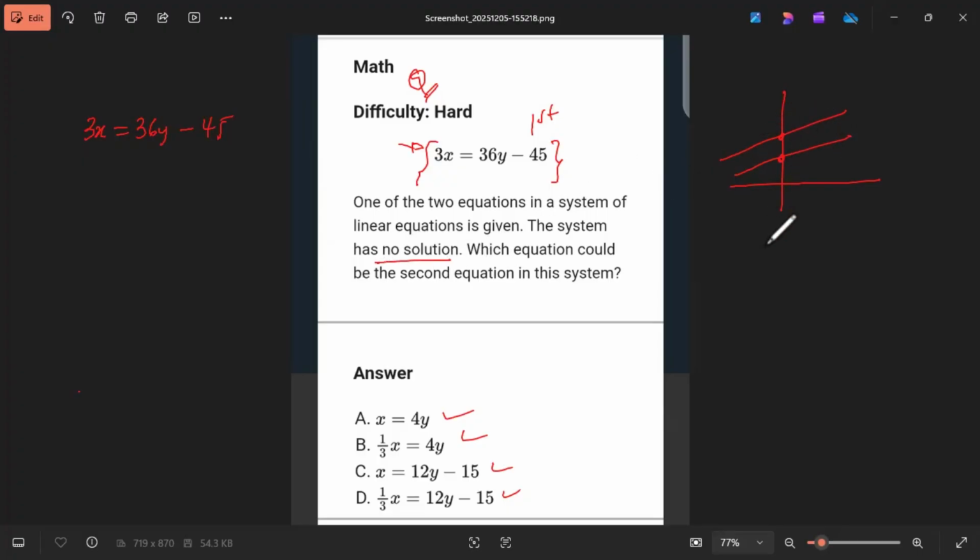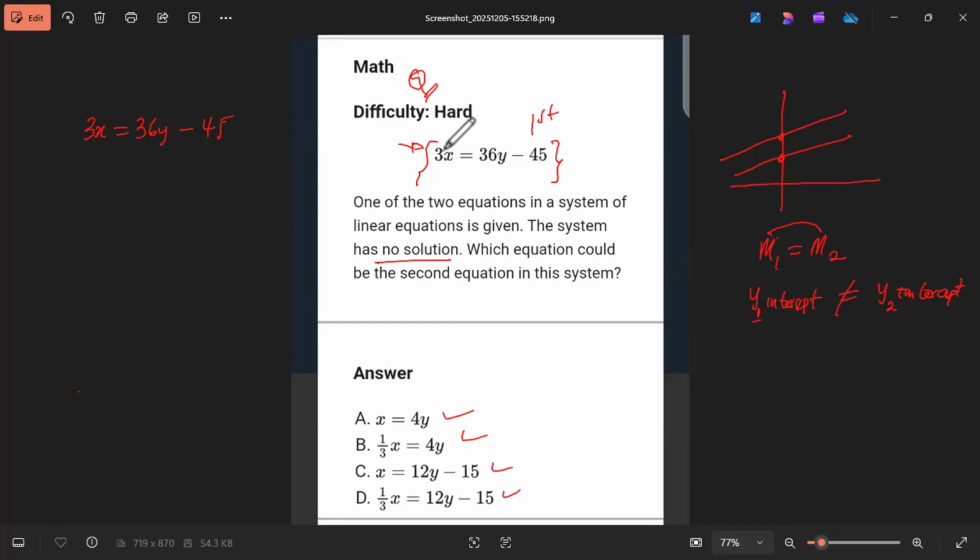And if the lines are parallel, their slopes are equal. But the y-intercept for the first line is not going to be equal to the y-intercept for the second line. That's the difference. Take note, when two lines have no solution, it means that they have equal slope, but they don't have equal y-intercept, right?